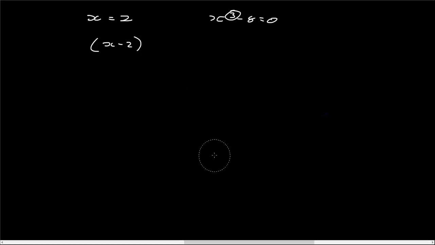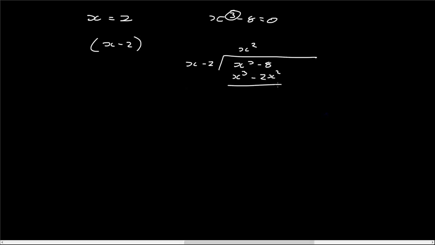Okay, see if I can get it right the second time. So we've got x minus 2 into x cubed minus 8. Once again, x goes into x cubed, x squared times, then we multiply. x squared times x is x cubed, x squared times minus 2 is minus 2x squared. Then we change the signs here and subtract, those cancel, which leaves us with plus 2x squared minus 8.